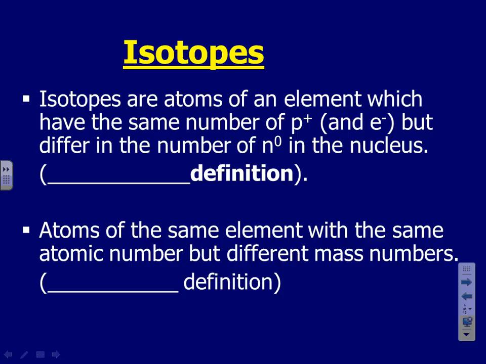Empirical, based on experimental evidence. They did something in the lab, they looked at it. Theoretical, based on an idea. What do you think? Correct. Why is that?